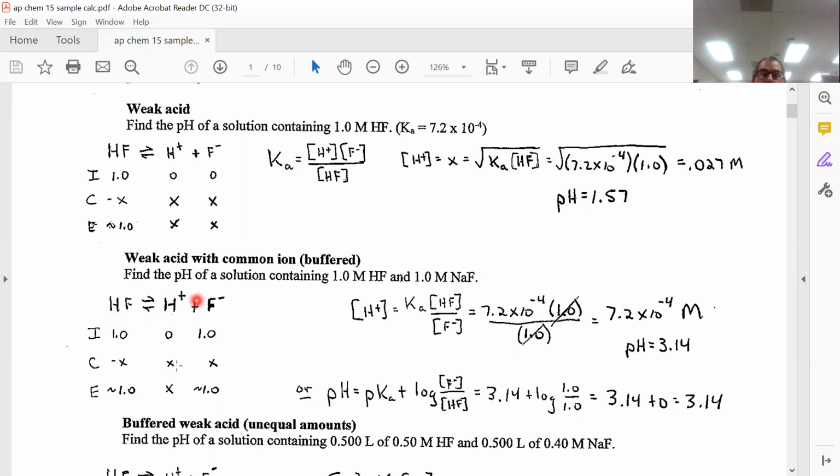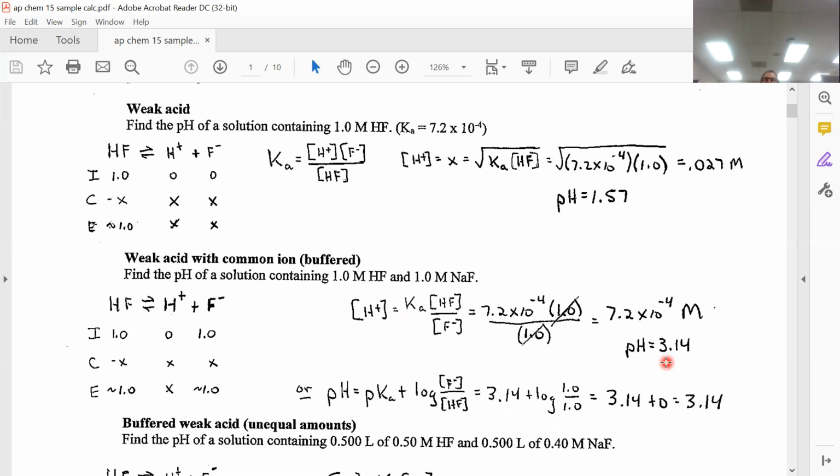How do we solve that? Well, with the H plus, I can say Ka equals H plus times F minus over HF, but I can manipulate that to solve for H plus, like I'm showing right here. And notice my HF and F minus, they're both 1. Technically, the F minus is a little bit bigger than 1, and the HF is a little smaller than 1. But that little bit bigger or smaller is insignificant. So it ultimately means H plus equals my Ka, which is 7.2 times 10 to the negative 4th. And I take the negative log of that and get the pH.